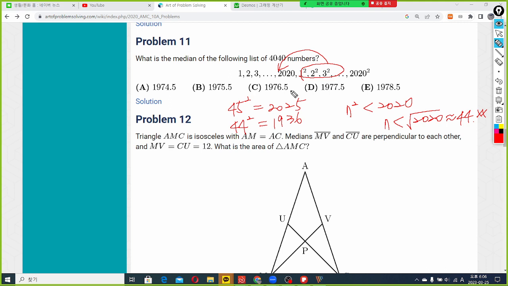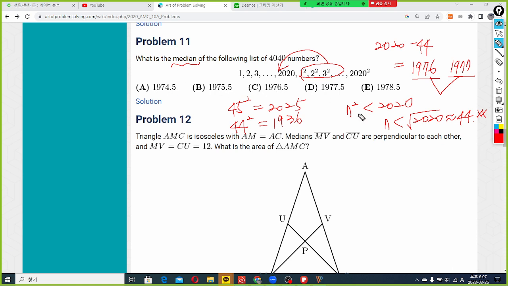That means if we subtract this 44 from 2020, what's the difference? 2020 minus 44 is 1976 points. So that means to find the median, we want to find the 2020 and 2021 first, the average of these two numbers. But because of this incorporation, instead of 2020, we are going to find the average between 1976 and 1977. So that's the median.